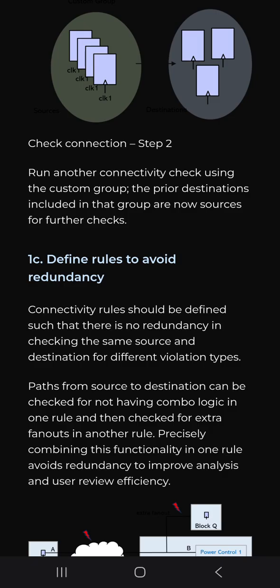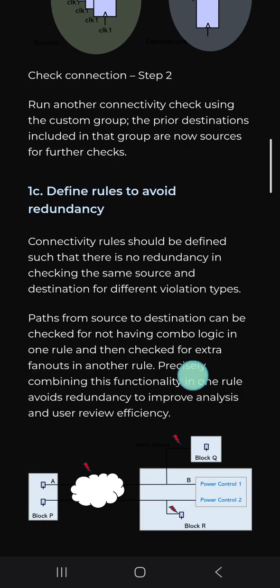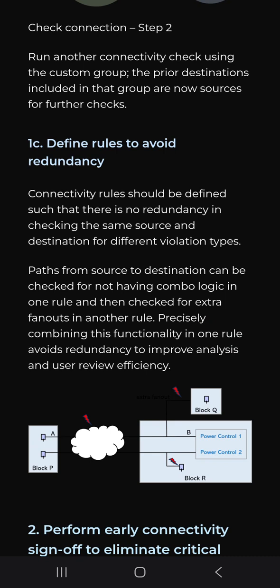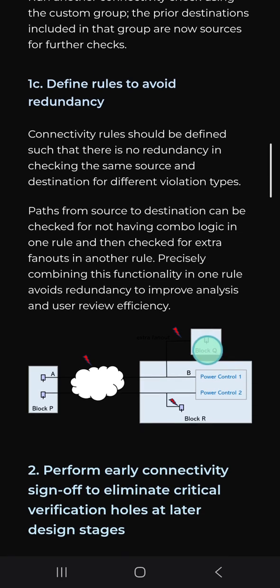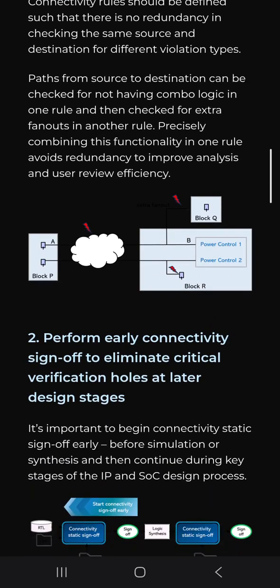1c. Define rules to avoid redundancy. Connectivity rules should be defined such that there is no redundancy in checking the same sources and destinations for different violation types. Paths from the source and destination can be checked for having or not having combo logic in one rule and checked for extra fanouts in another rule. Precisely combining this functionality in one rule avoids redundancy to improve analysis and user review efficiency.